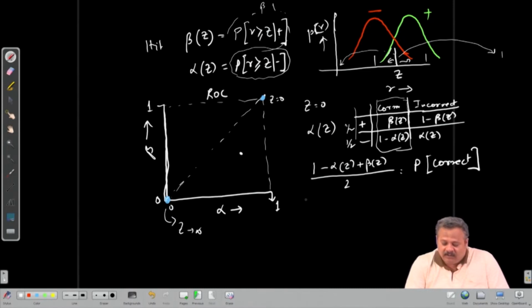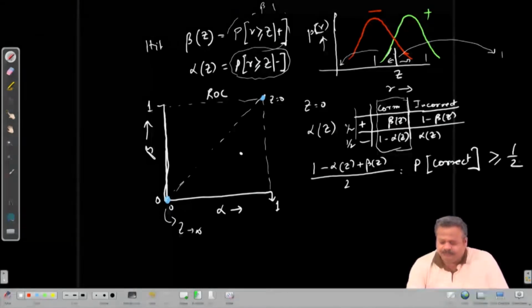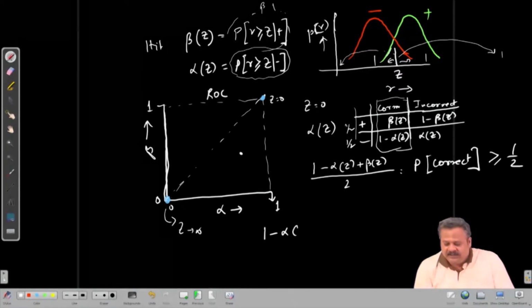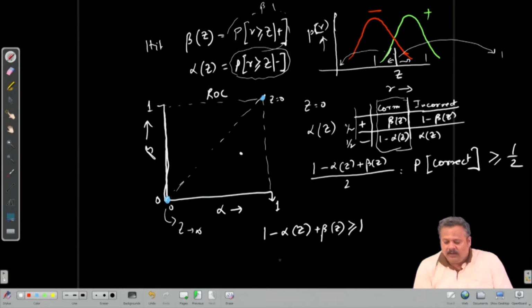So, that means our probability of correct must be greater than or equal to half, which means that 1 minus alpha z plus beta z must be greater than or equal to 1, which means if we cancel out 1, our beta z must be greater than or equal to alpha z.